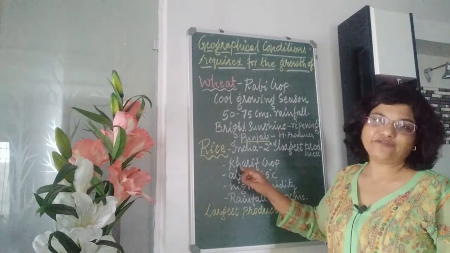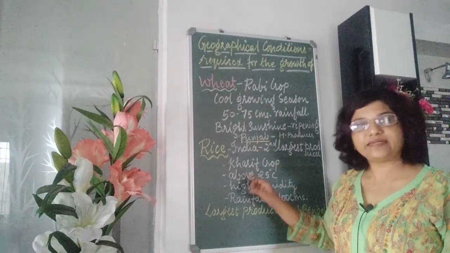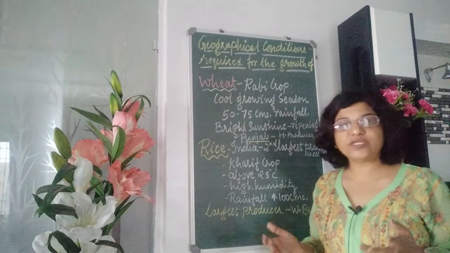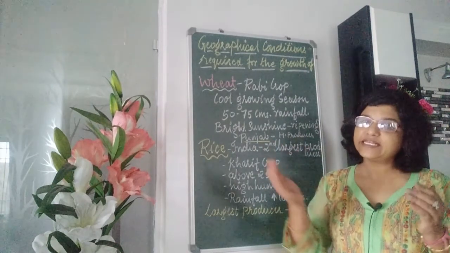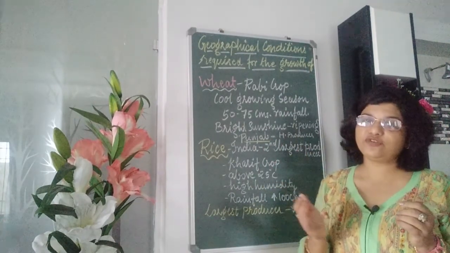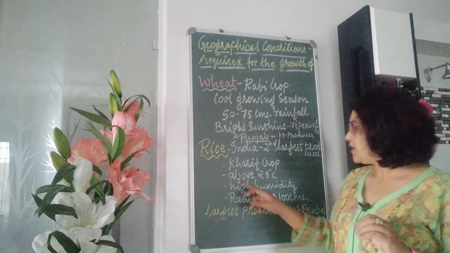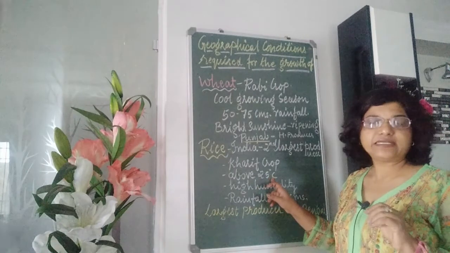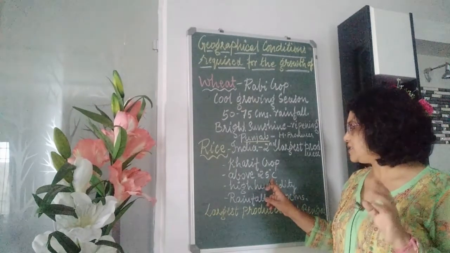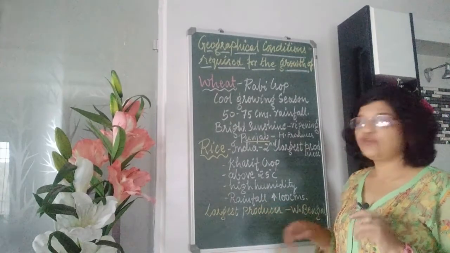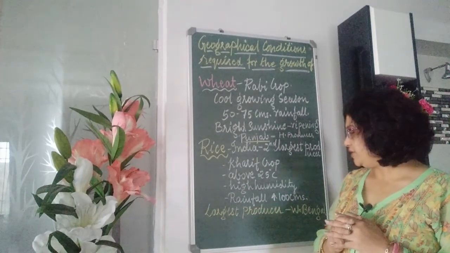Rice is a kharif crop. Wheat was a rabi crop. Rice is a kharif crop. It is grown with the onset of the monsoon. As soon as the monsoon keeps arriving in different areas, the areas receiving high rainfall from the monsoons are prone to grow rice. It requires a high temperature above 25 degrees, high humidity and rainfall above 100 centimeters.